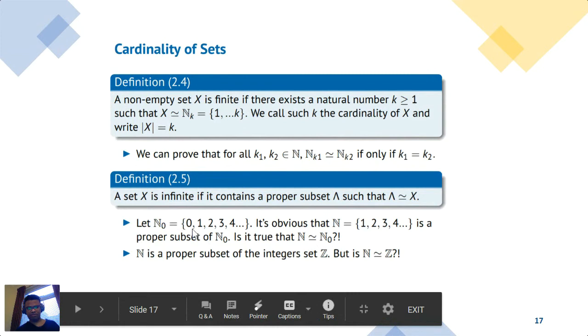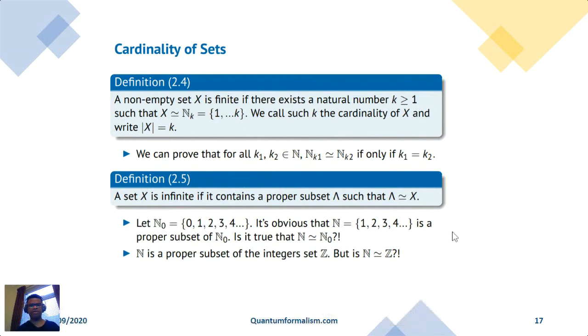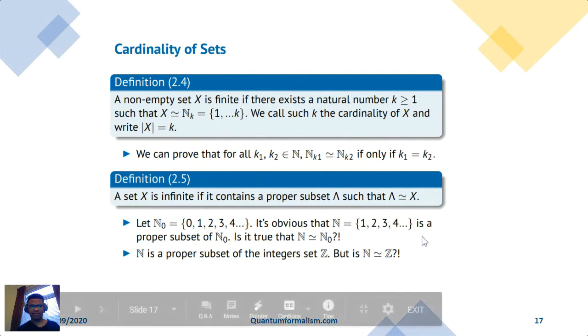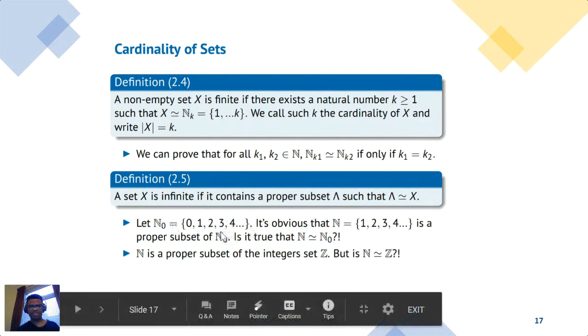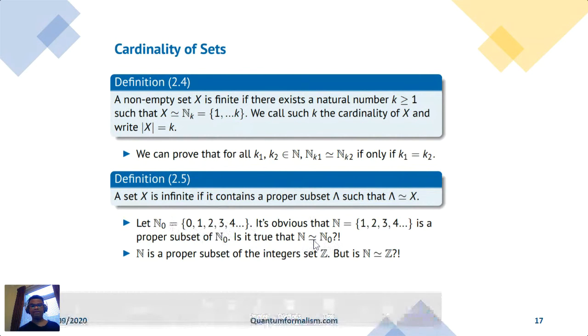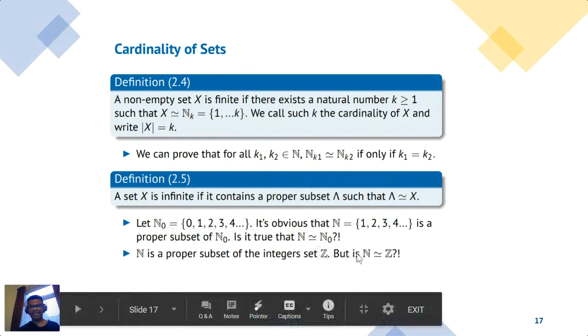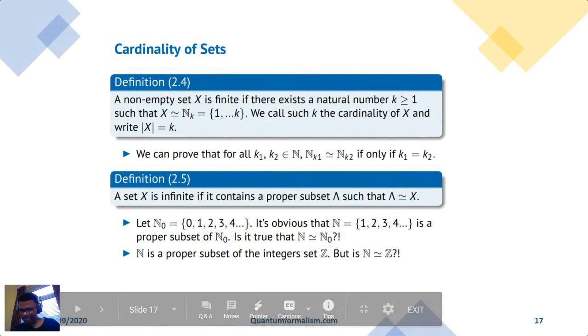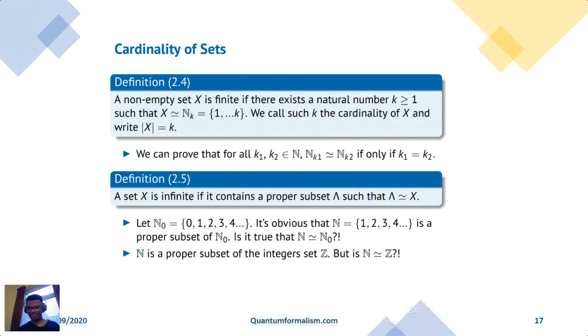Let's look at N0. We know that N0 has the 0, whereas N doesn't have the 0. Looking at this, if you ask a human, maybe a child who doesn't know about isomorphism, they will probably say these sets are not the same size. But it's true that these two sets are isomorphic. And even more shocking, even though the set Z has the negative numbers and has N itself, they are isomorphic. Yeah, it's very counterintuitive.